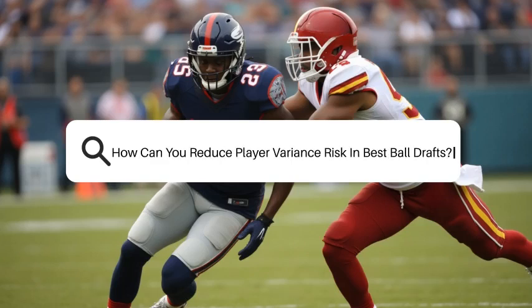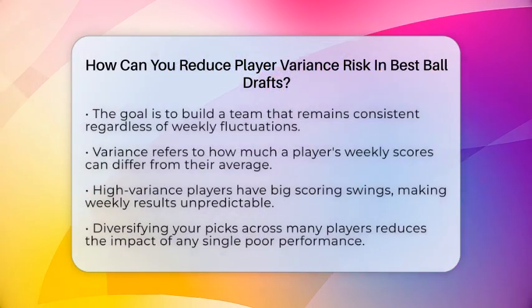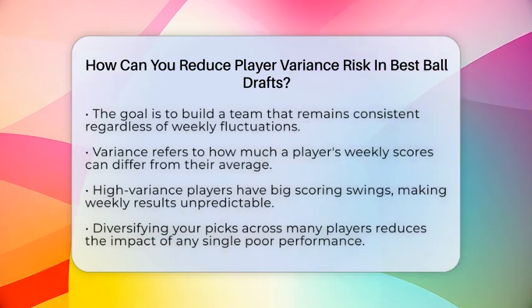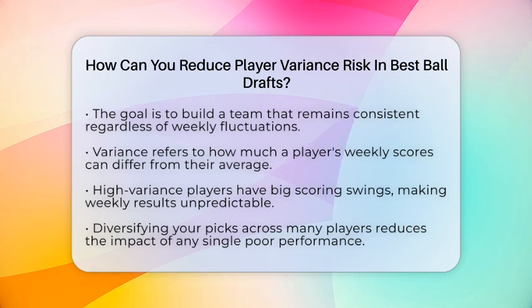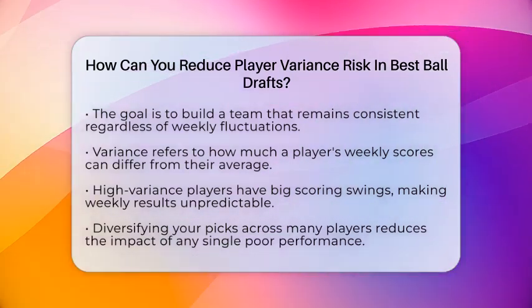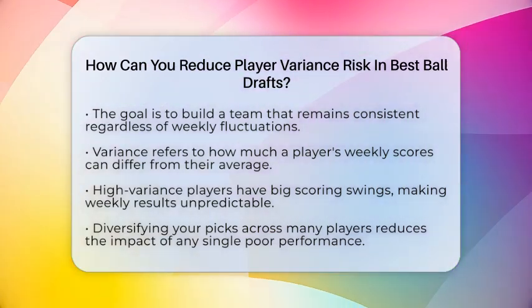How can you reduce player variance risk in best ball drafts? Imagine building a team that stays steady no matter what happens each week. That's the goal when you want a lower player variance risk in best ball drafts. Variance means how much a player's weekly scores can swing from their average. Some players have high highs and low lows, which can make your weekly scores unpredictable.